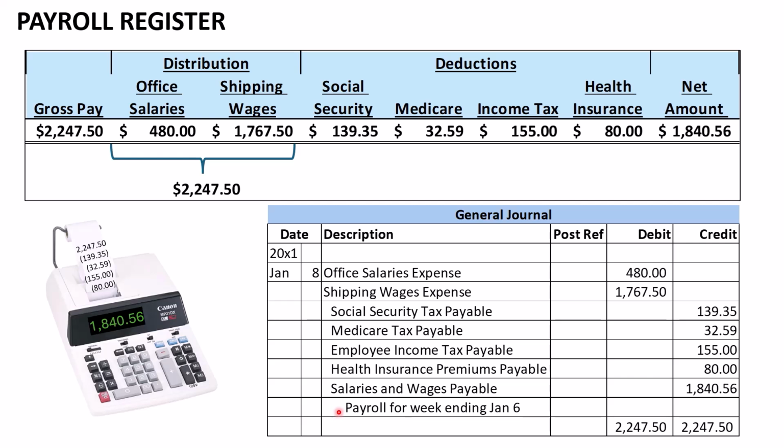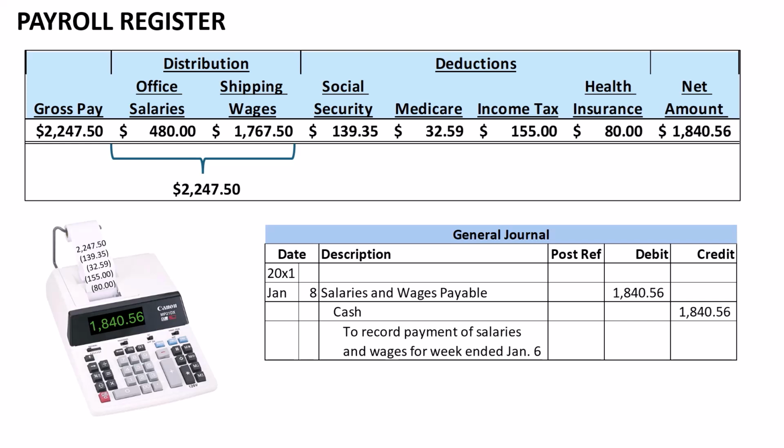Don't forget to also write a short description about the journal entry indented into the description column. Double check that your journal entry balances, which in this case equals $2,247.50 on both sides. It is very common to have small rounding variances on the payroll register.